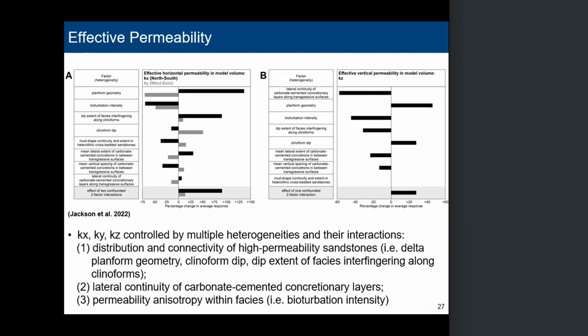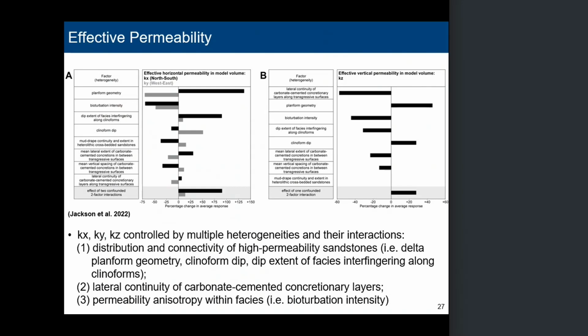In general, there's a set of parameters at the top here, things like the plan view geometry of the delta, the intensity of bioturbation, the dip of facies into clinoforms, and the amount of facies interfingering. So that planform geometry, the interfingering, and the dip of the clinoforms, those three parameters control the distribution and the connectivity of the best quality reservoir facies. The bioturbation intensity relates to some of the permeability anisotropy within the facies.